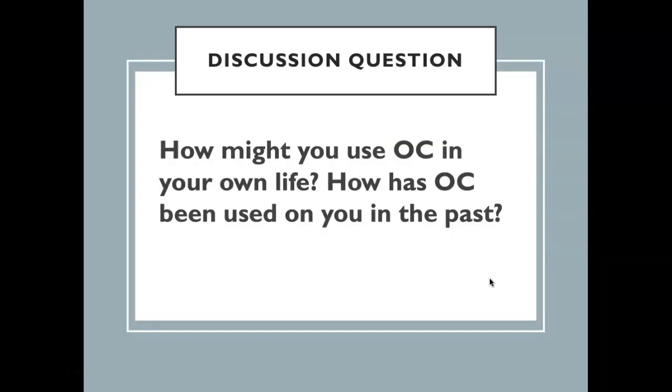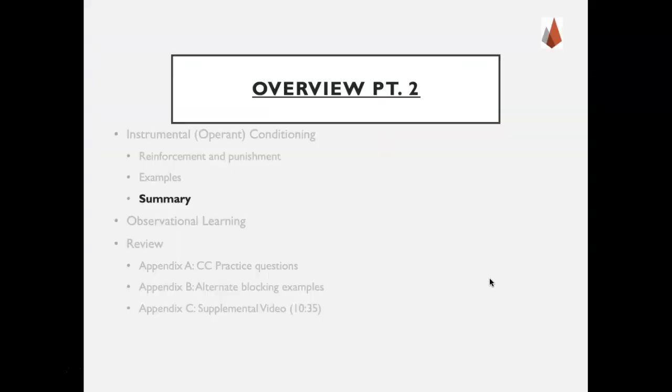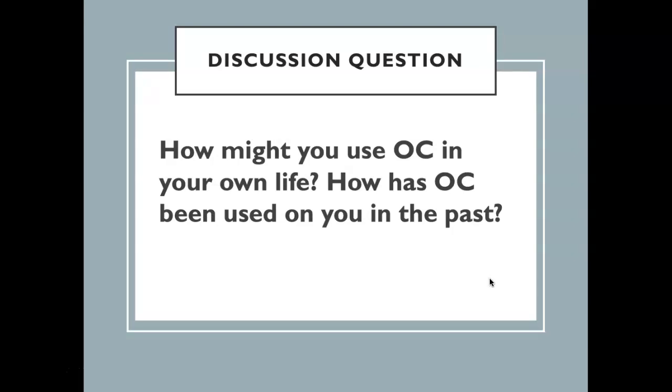So with that being said, how might you use operant conditioning in your own life? How has operant conditioning been used on you in the past? Maybe you think of all the times you've been punished when you were younger. You were grounded. So your mother or father decided to ground you from going outside with your friends in the hopes that you would stop doing a behavior. So they took away that social interaction so that you would stop doing a behavior. That's going to be negative punishment.